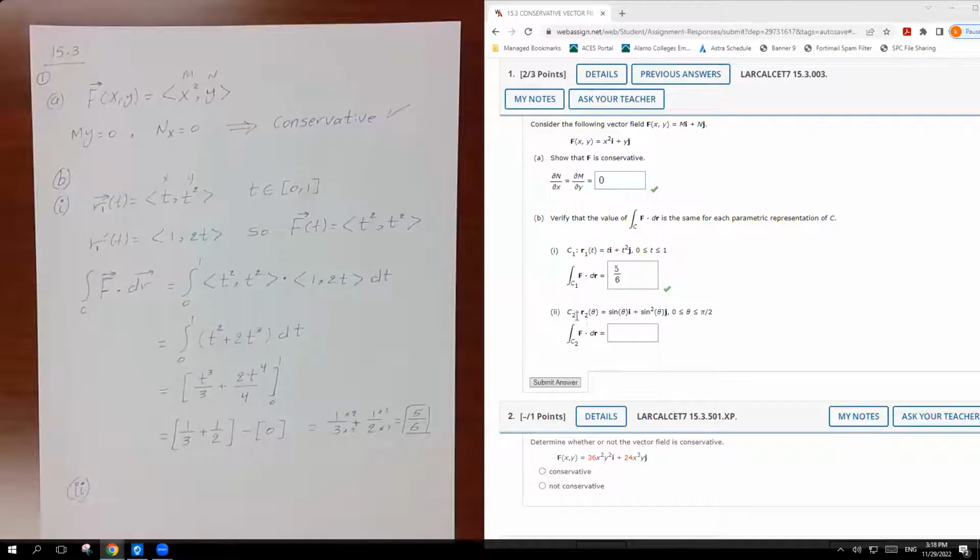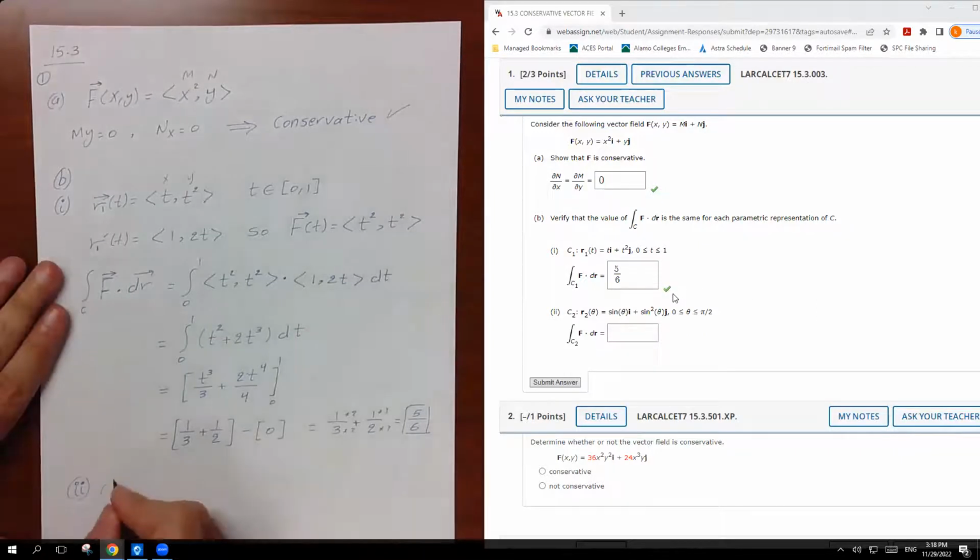I'm not going to do the second one, when r2 is a function of theta. You're going to do exactly the same steps, and from 0 to pi. They ask you to find, and you're going to get exactly the same result. You're going to get 5/6. So you have to check that. I'm going to leave it for you.